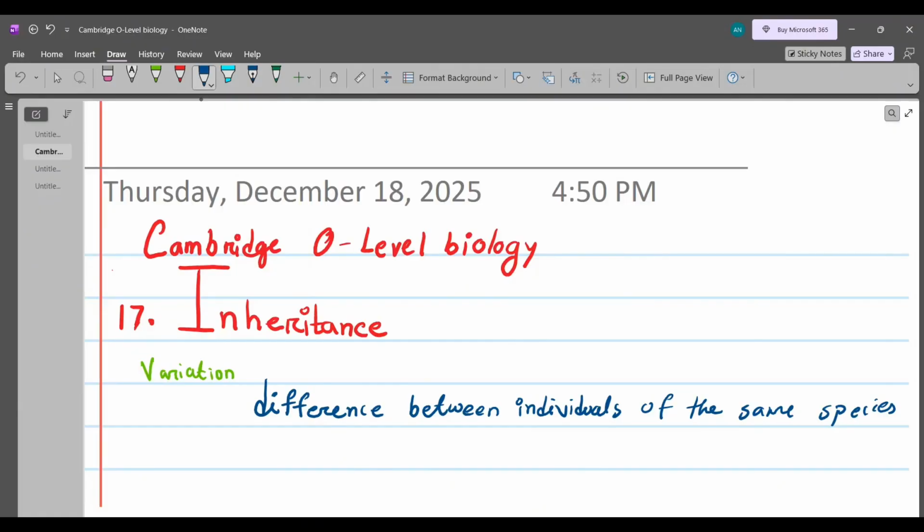When this type of data is presented graphically, it is shown using bar charts rather than a smooth curve, as we saw in continuous variation. I hope you guys know what a bar chart and a smooth curve are. Okay.